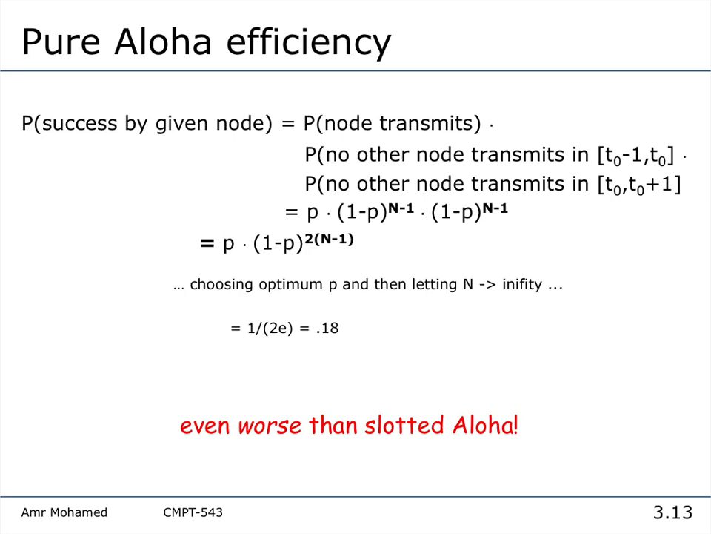So this is actually the derivation, as we have talked about it now, and that leads to the fact that the efficiency is around 18%. Okay, so which is worse than slotted ALOHA. So how can we improve this? Again, this is still used in some old satellite communication networks.